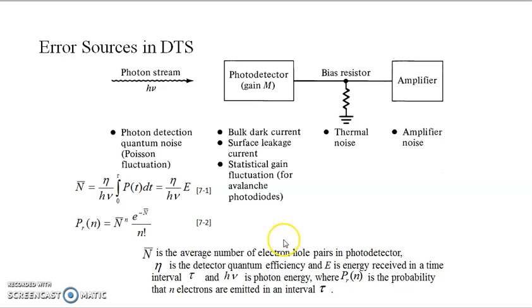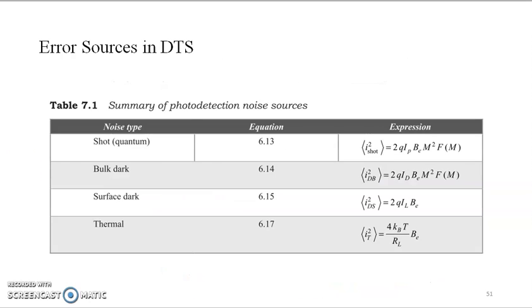For a given particular detector, the sensitivity of a detector depends upon how many electron-hole pairs are generated by the detector. So the power received depends upon the average number of electron-hole pairs generated in the photodetector. So we can find the probability of electrons, so that we can obtain what the detector output will be.